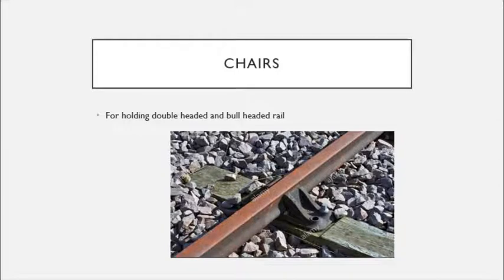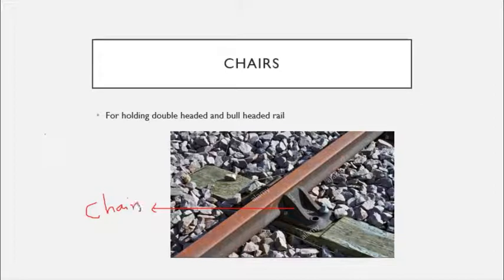And the next one is the chair. So what are chairs? Chairs are generally wooden pieces or metallic pieces used for holding double-headed and bull-headed rails. We know what double-headed rails and bull-headed rails are. There we use a key and chair arrangement to fix the rails with the sleepers. There we use a piece of wood as a key, and we connect the rail with that key, and the key rests on these chairs. So these are termed chairs.